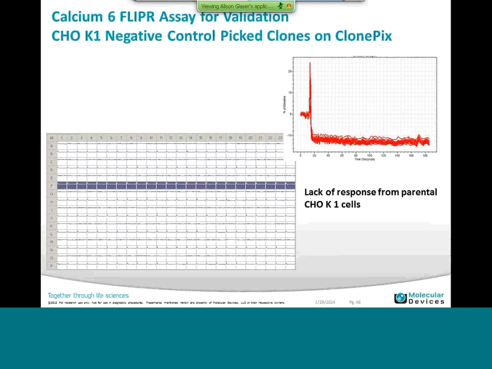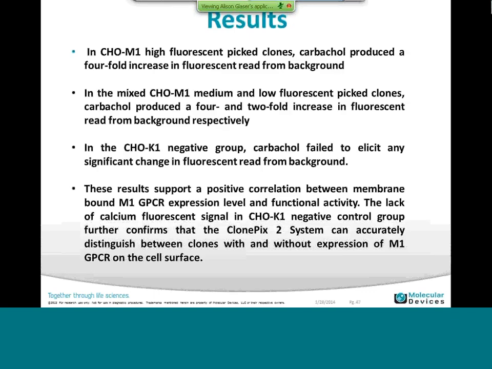So in our CHOM1 high fluorescent clones, carbachol produced a 4-fold increase in fluorescent rate from our background, and we also saw a 4-fold and 2-fold increase in our medium and low fluorescent clones from the background. And then in our parental CHOK1 negative group, carbachol failed to elicit any significant change in fluorescent rate from background.